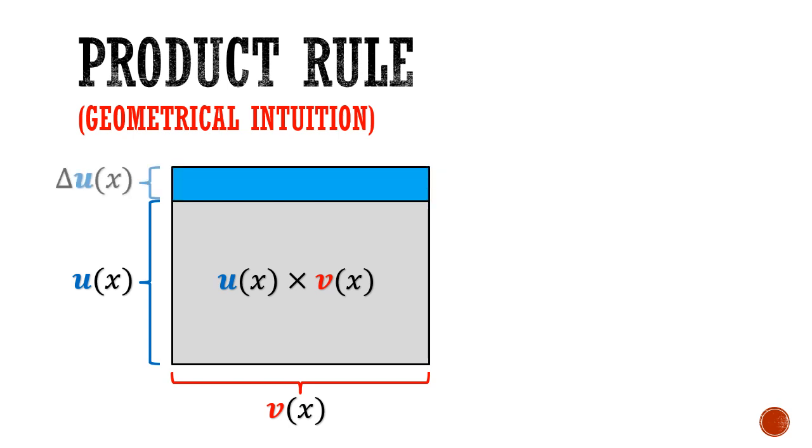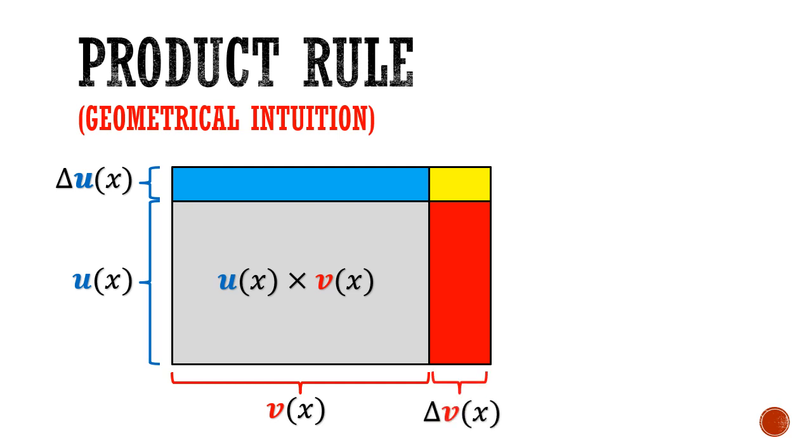Firstly, the height will change. Let's call this the change in u. Secondly, the length will change as well. Let's call this change the change in v. In total, the area would have increased by this blue, this red, and this yellow rectangle.